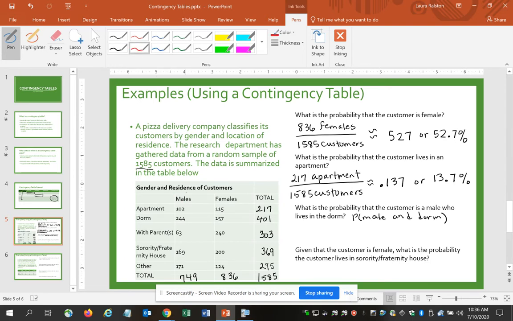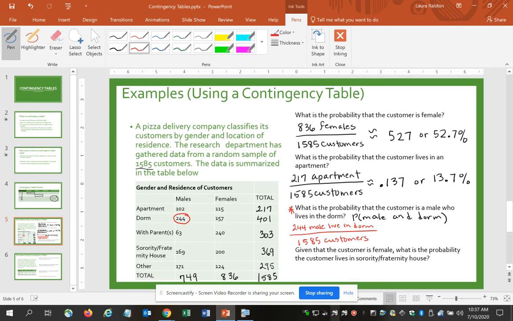Okay, so I need a male, so I'm going to go to the column labeled males, and they live in a dorm. So the number of students that are male that live in a dorm, I'm going to underline and make a little star beside this so you know it's the red one. There are 244 males who live in the dorm. So we have 244 male live in dorm out of, again, the total of 1,585 customers.